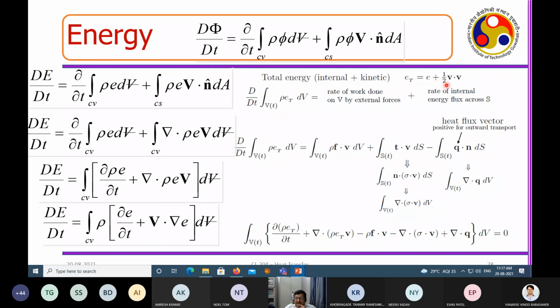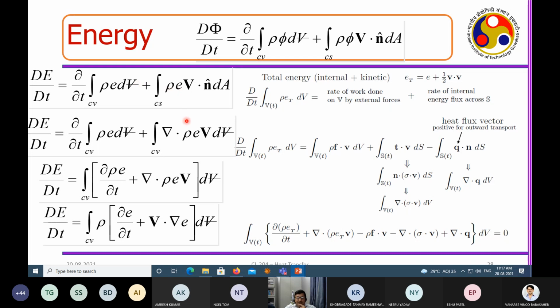So you can see I have defined it here. Half into m into V dot V, right? And that is what is giving you the V square associated with the kinetic energy. Correct? So your total energy is your internal energy, small e, plus the kinetic energy, and the m is gone because we have taken this as a per unit mass system.